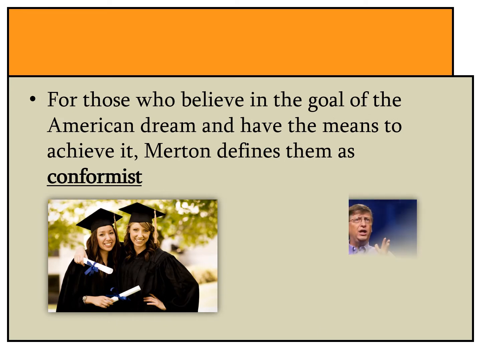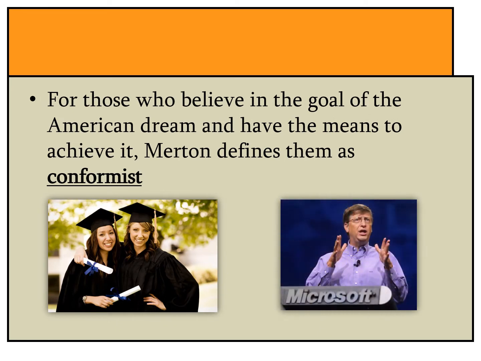Now, what Merton argues or asks is, for those who believe in the goal of their American dream of working hard, going to school, getting an education, or starting a job, or starting a company or business or whatever. For those who believe in the goal of the American dream, and for those who have the means or have the ability to achieve their American dream, Merton defines these kind of people as conformist, right?